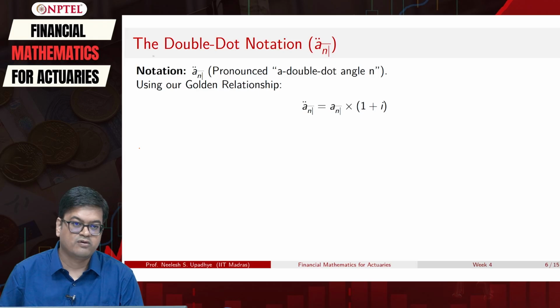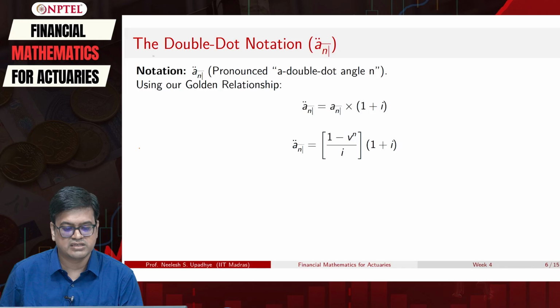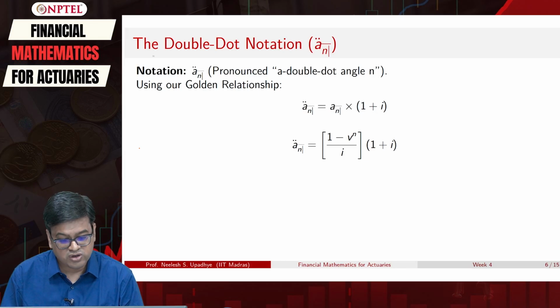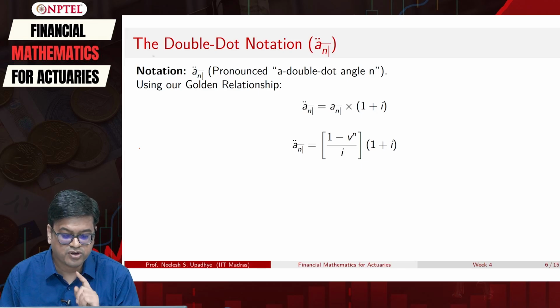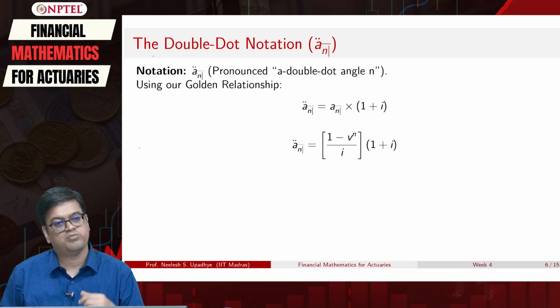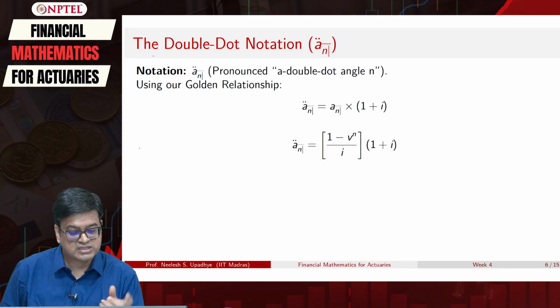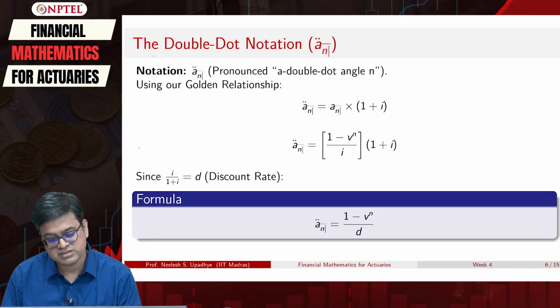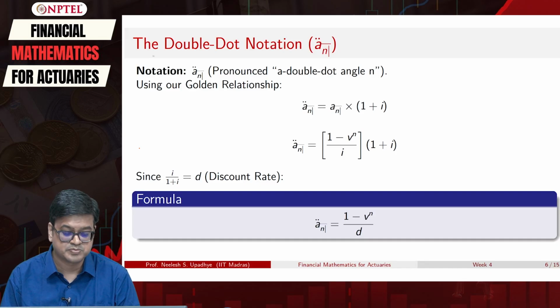Okay. Now, we already know that this A n is (1 minus v raised to n) upon i. We are multiplying by 1 plus i. So, now you also know that i upon 1 plus i is nothing but the discount rate, recollect from week 1. So, if I substitute that, then this formula actually becomes (1 minus v raised to n) upon d. It is like dividing by the discount rate rather than the interest rate.